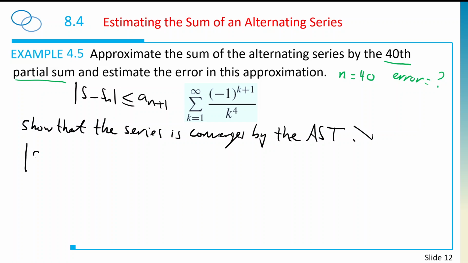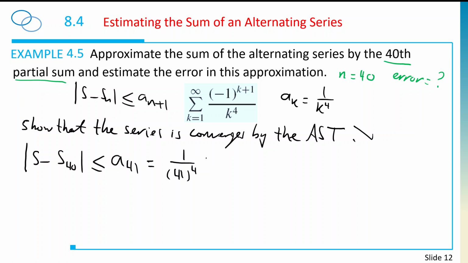So now we need S minus S40 should be less than or equal to A41. Okay, what's A k in this case? It's 1 over k to the power 4. It's like a p-series. Okay, A41, this equals what? 1 over 41 to the power of 4. And this is approximately, if you use your calculator, 3.54 times 10 to the power of negative 7.